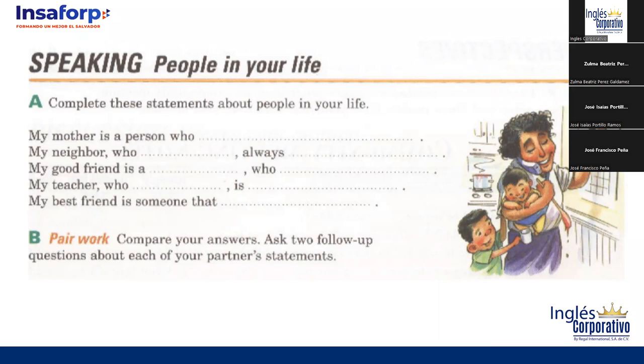Zulma has a sentence here. She says, my best friend is someone who always advises me and is with me unconditionally, because you already used always. So my best friend is someone who always advises me and is with me unconditionally. Okay, good job, excellent.